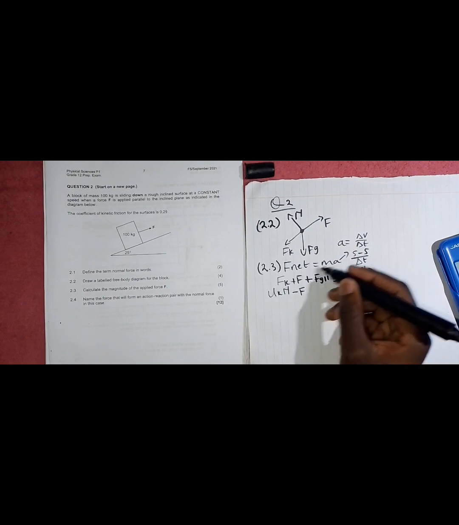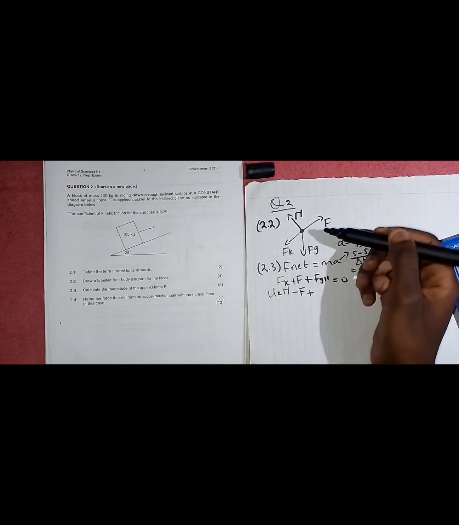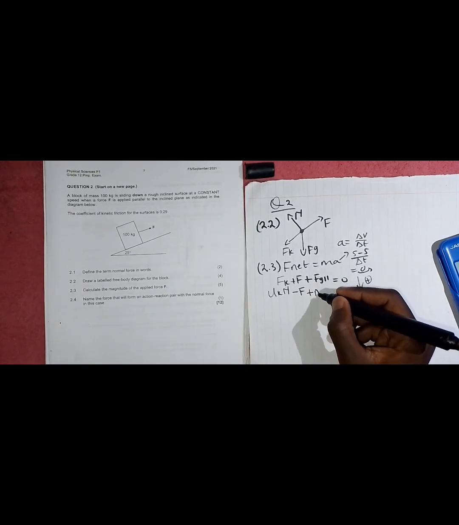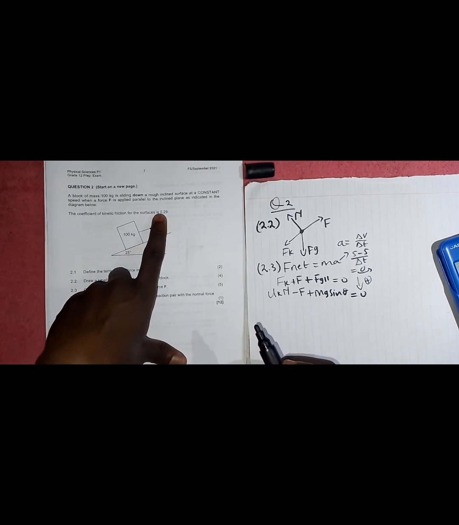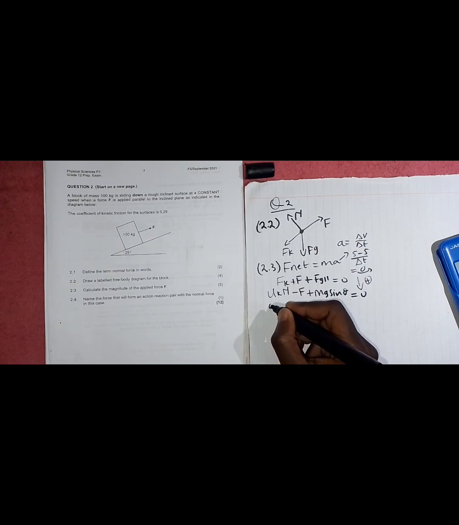Then what is this thing? It is going to be positive because it is going downwards. So what is this thing when we expand it? We're going to have mg sin theta equals 0. So okay, what is our mu k? Our mu k is 0.2. We're going to have 0.2 times, what is our normal force in this case?